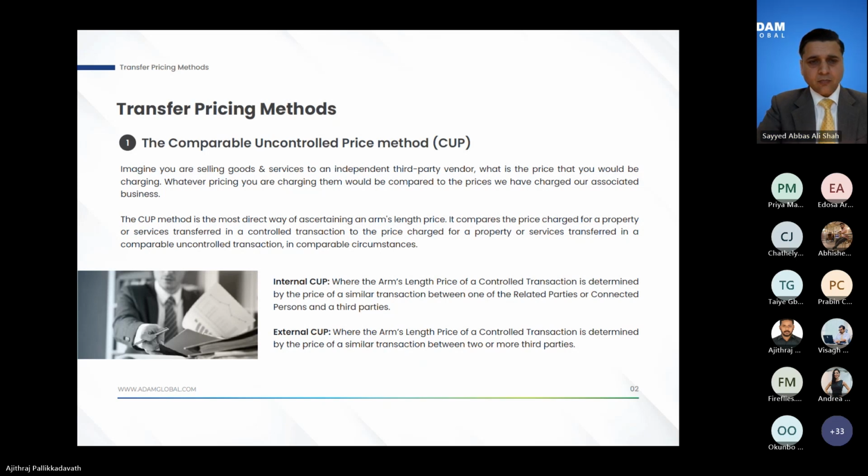Then comes external CUP. External CUP is where you keep your entity and your pricing aside, and you assume that the same transaction would have taken place between two totally independent parties. Both parties this time are totally independent. They've got no influence, no affiliation with your entity. You assume they have done the same kind of deal, let's say buying and selling the same kind of goods and services. What was the price that they might have used? That price will be compared with the price that you have used for your transfer pricing.